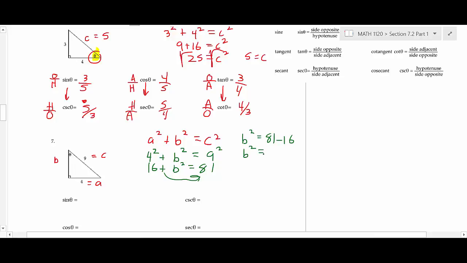So that's b squared is equal to what? 65, I think is what that is. Okay, now what do you do to both sides? Square root, right? Okay, you'll have to do square root of both sides. So what you're going to get is square root of 65. Okay, so now you've got everything you need. You've got the hypotenuse is 9. You got that side and you got that side, okay?